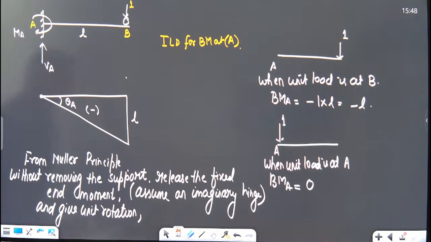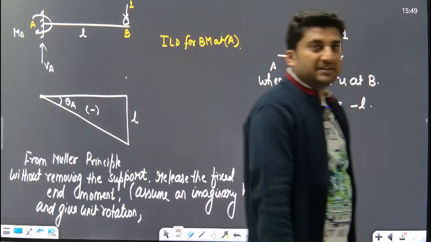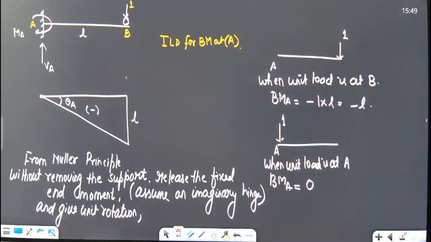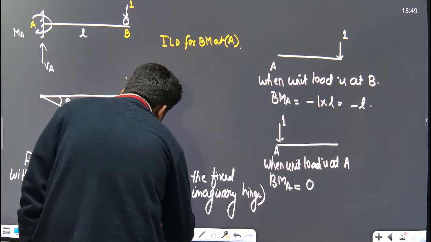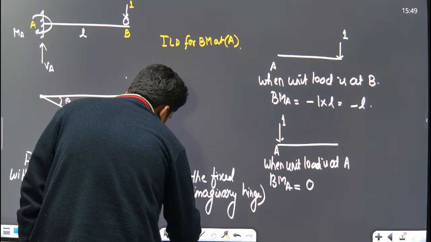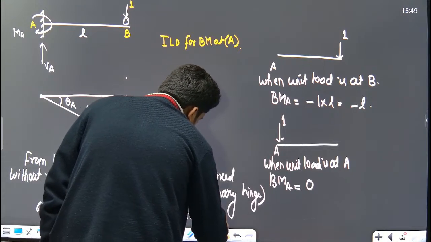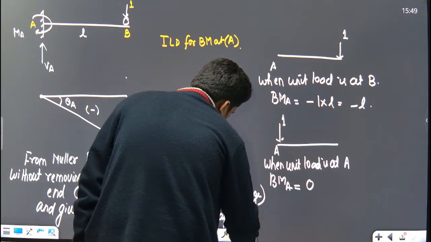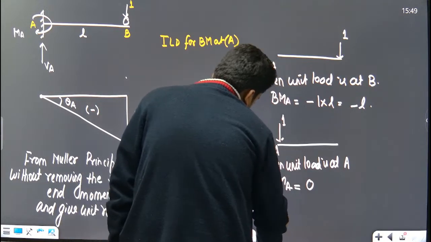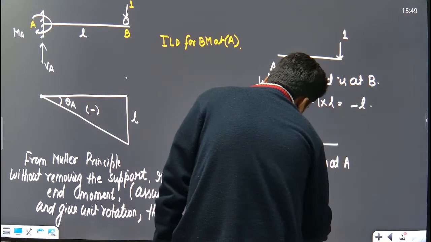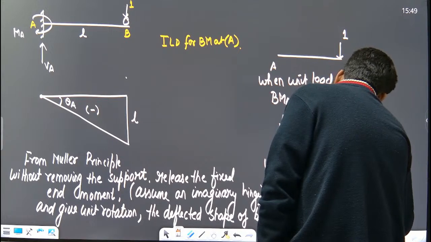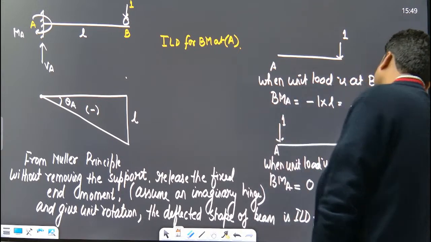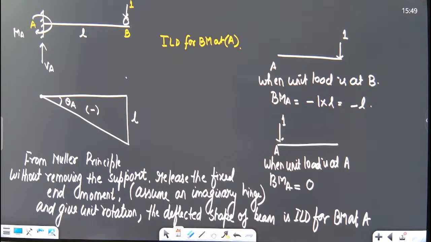Give unit rotation. The deflected shape of the beam is the ILD for bending moment at A. So three concepts we have seen for cantilever beam. I hope it is clear.